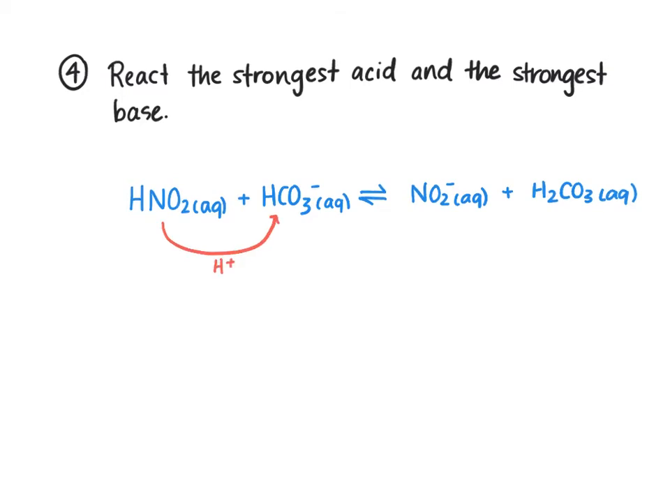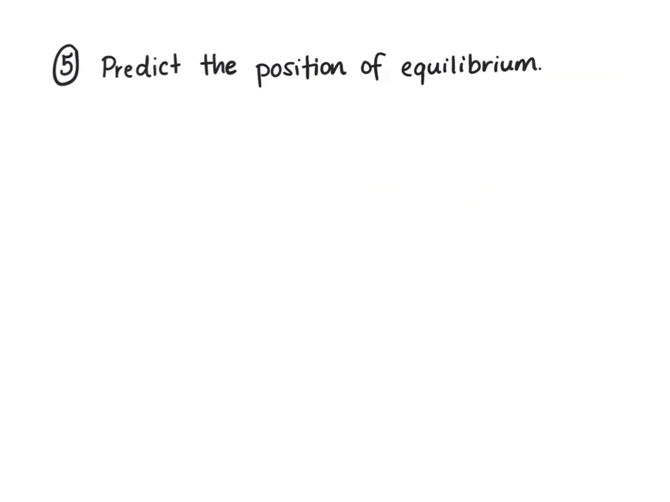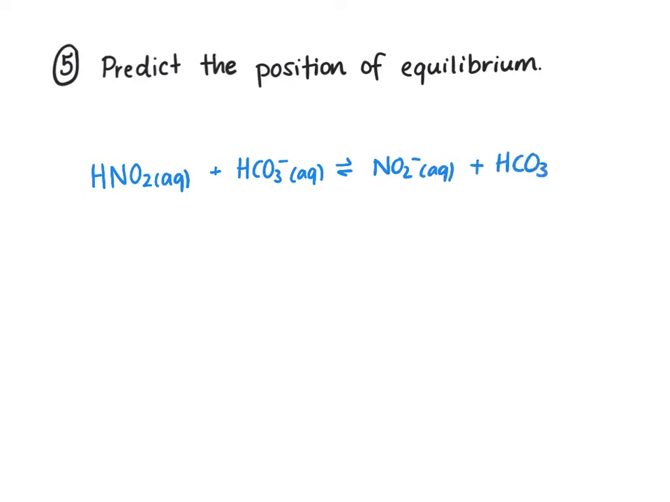So we're almost done. We just need to figure out the position of our equilibrium. So is our equilibrium product favored or reactant favored? I'm just going to write our reaction down again. All right, so there's two ways to do this prediction. There's a kind of a shortcut, and then there's by comparing Kas. So we're going to start with the comparison of Ka values, and then I'll tell you the shortcut.